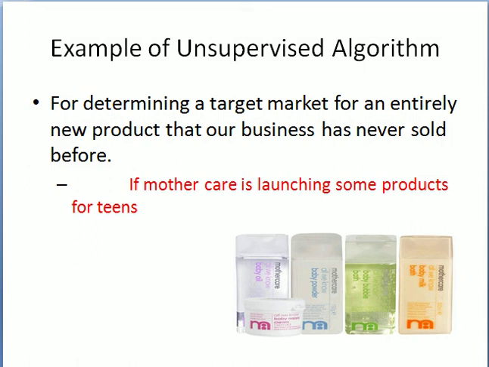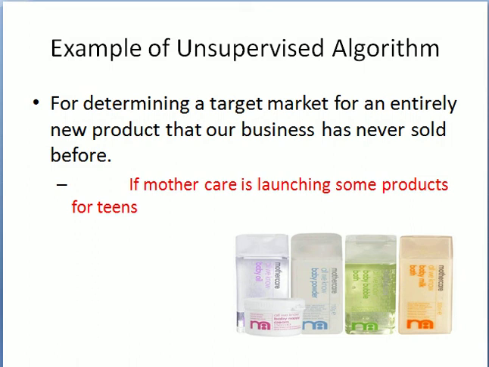Where are unsupervised algorithms used? Mainly for determining the target market for an entirely new product that our business has never sold before. For example, Mothercare is a company which sells products only for kids. If it is launching some products for teens, then we can use an unsupervised algorithm here. Unsupervised learning can be further classified as clustering, anomaly detection, association, and latent variable models.